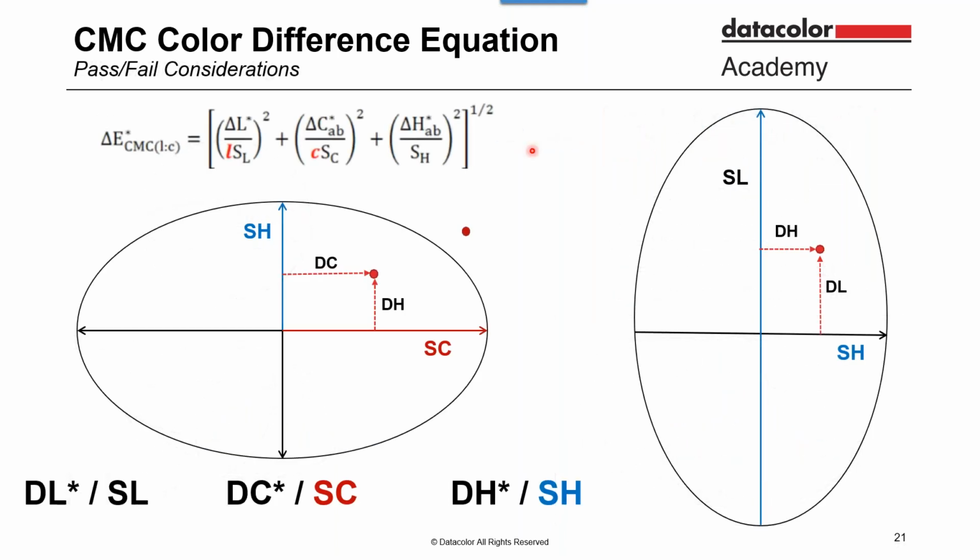Again, here I'm just showing you a little more detail. Again, showing you the ellipsoid with the SH and SC, the semi-axes, and here I'm showing you where a batch might be plotted, and a delta C and a delta H might be plotted here. And if we're looking at it from the SL, from the lightness direction, the batch could be in here. There would be a delta H and a delta L plotted.